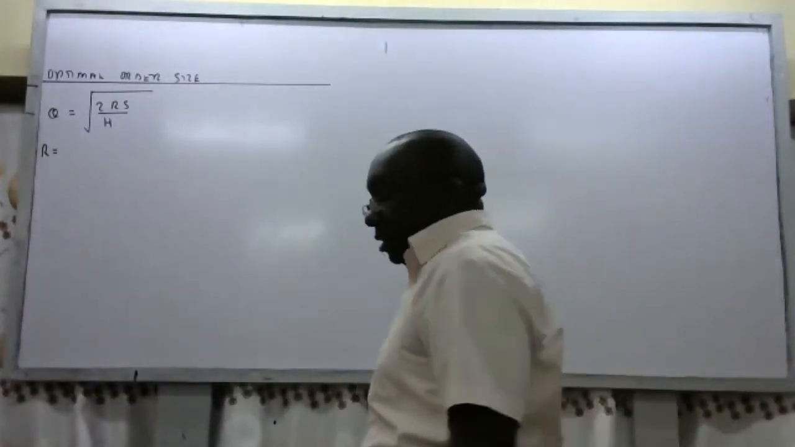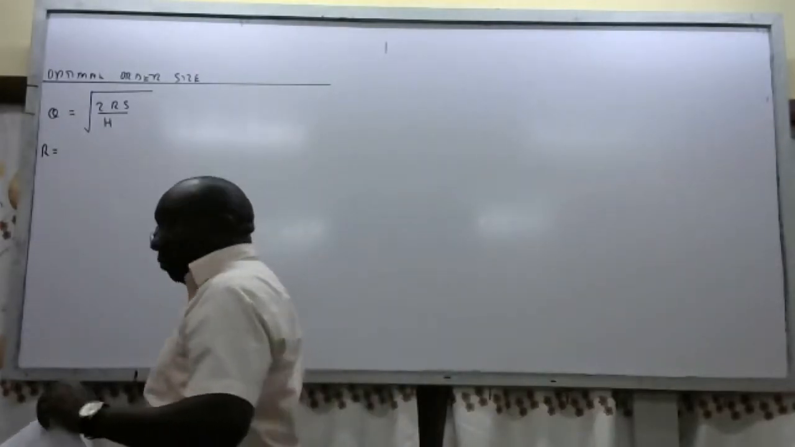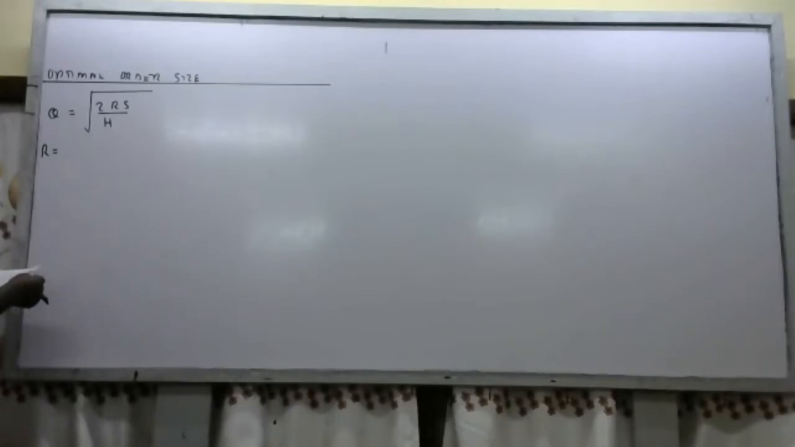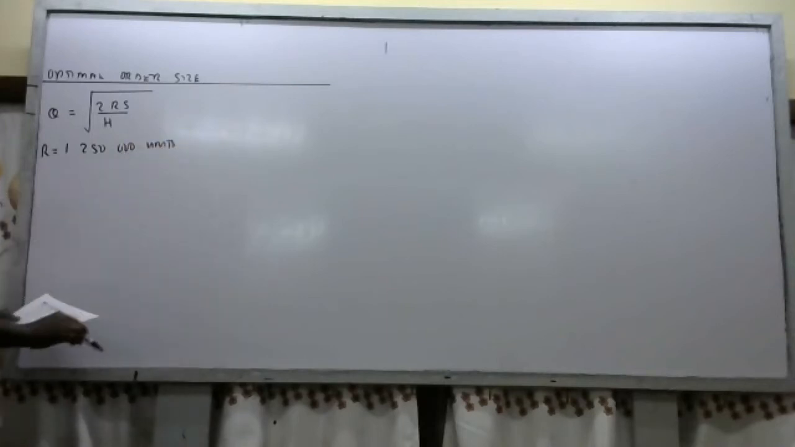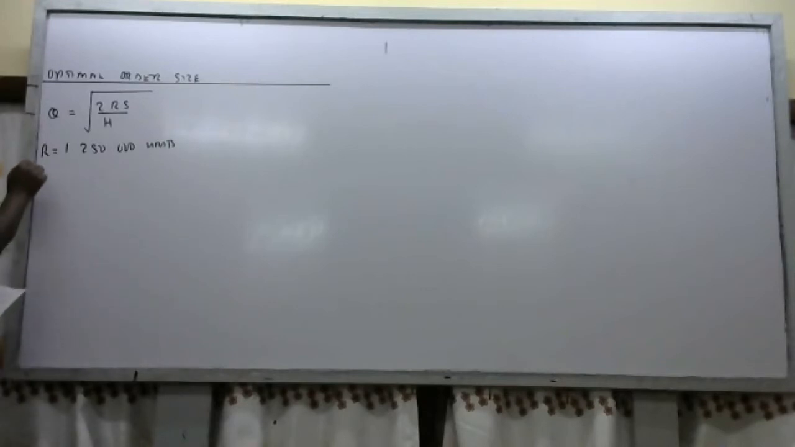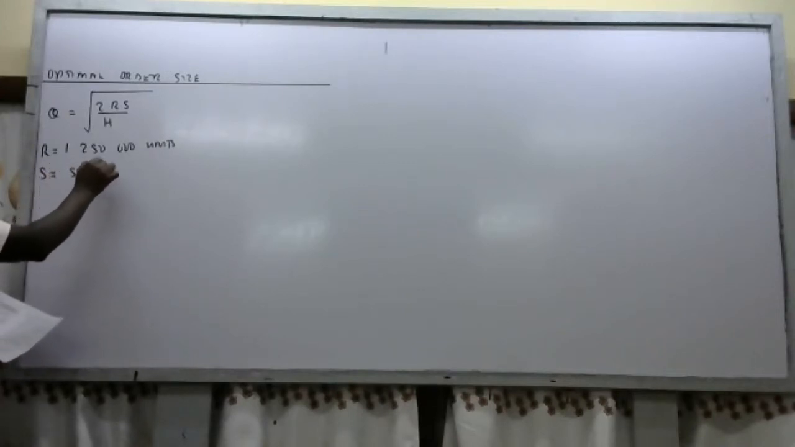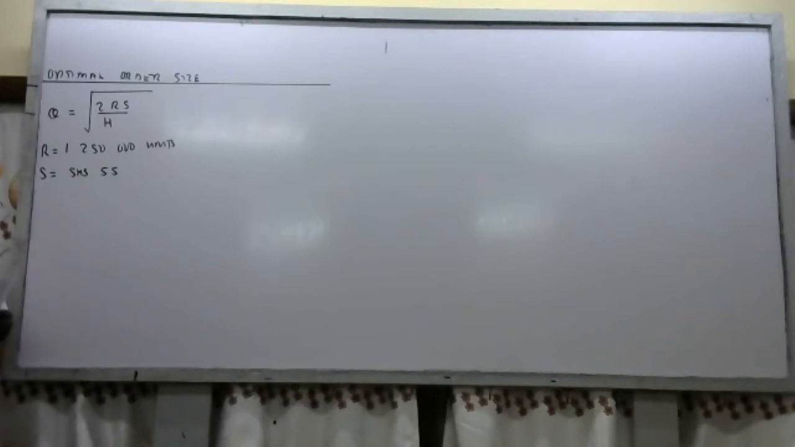Boro, you're dealing with question one of the handouts that I've sent to the group. The annual demand is 1,250,000 units. That's the annual demand. Then S is given as the fixed cost per order, and the fixed cost per order is shillings 55. I hope you can see it somewhere. That is the fixed cost per order.